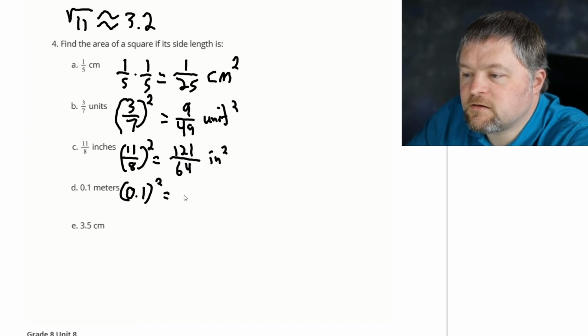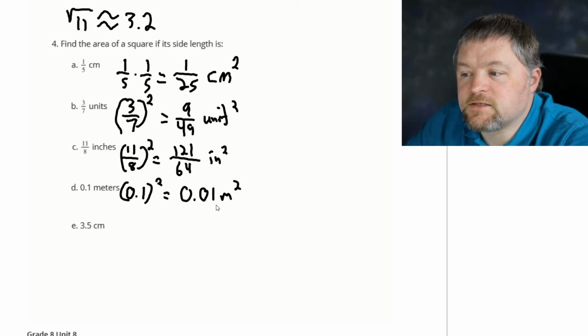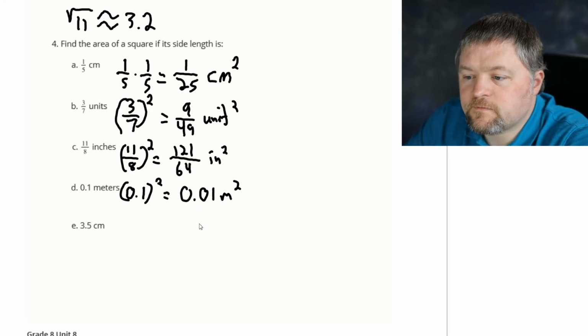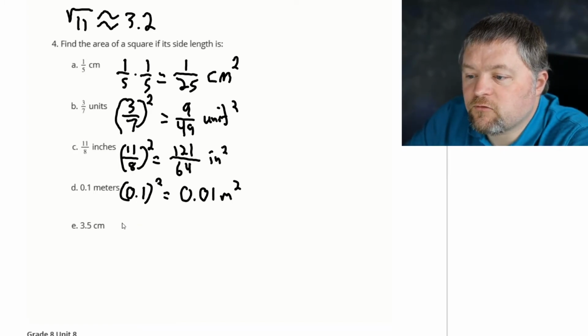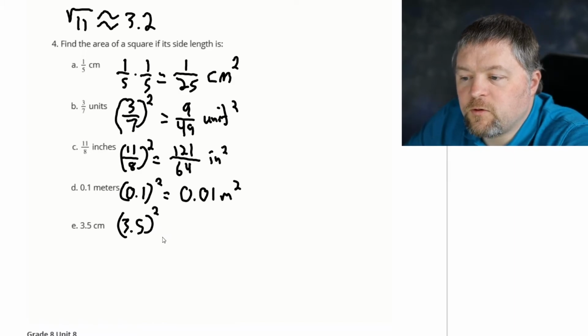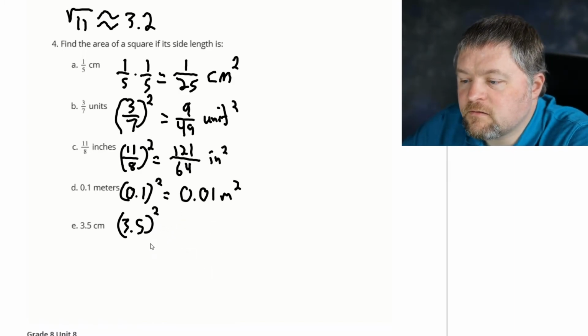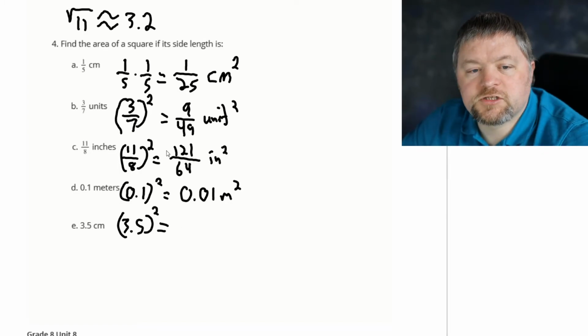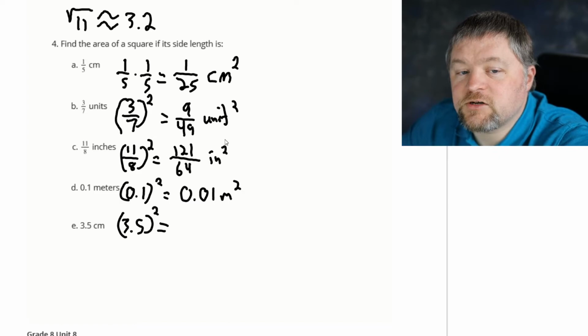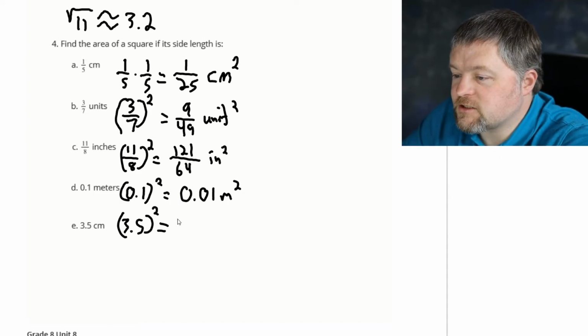Which is 0.01 meters squared. Our next one here is 3.5 centimeters squared. 3.5 squared, just to give us a little extra fraction practice, because fractions are your friends.